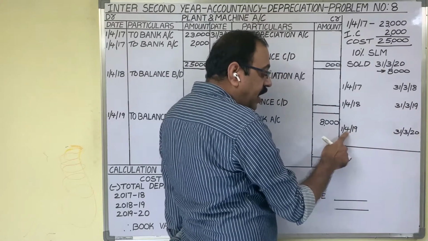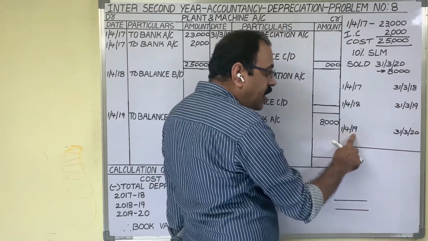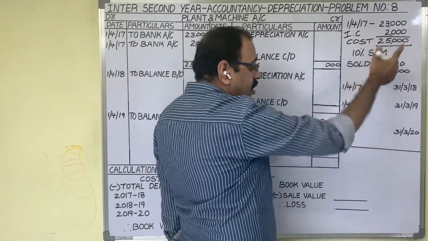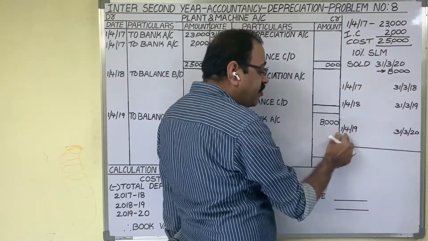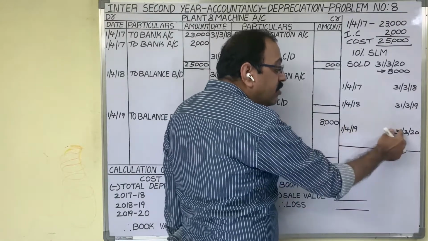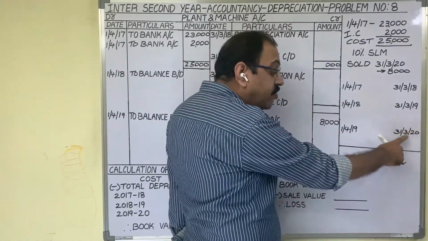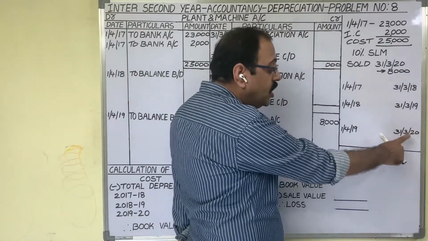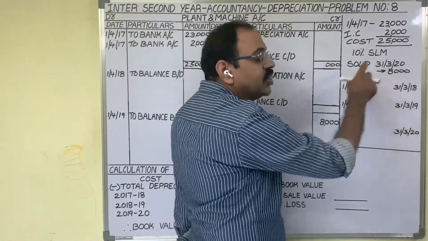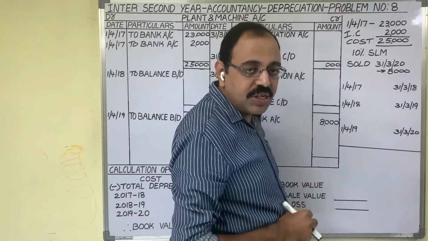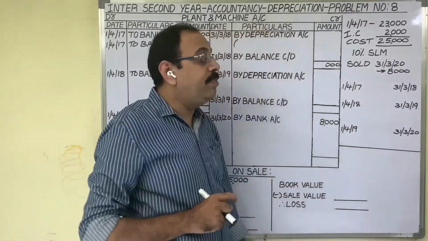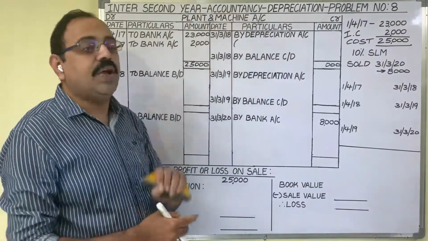Third year starting date is 1st April 19. The same asset they used from 1st April 19 to 31st March 20. And at the end of the third year, they sold this asset for 8,000 rupees. This is the question. He is asking us to prepare the plant and machine account.